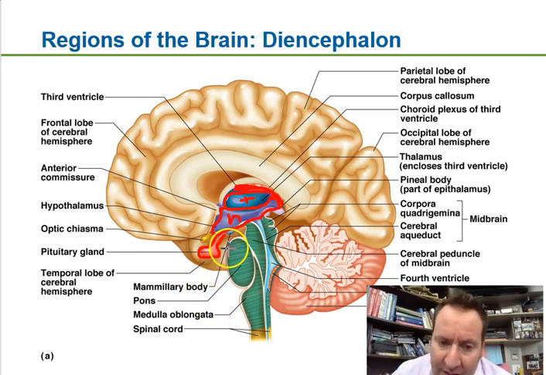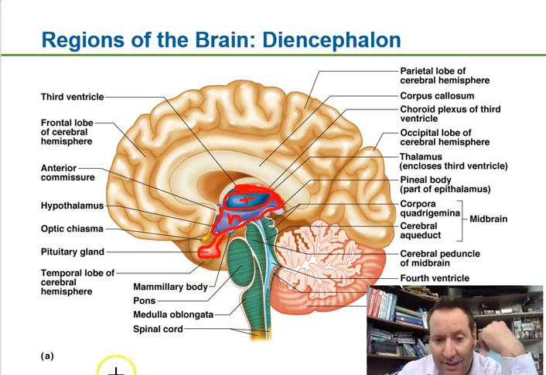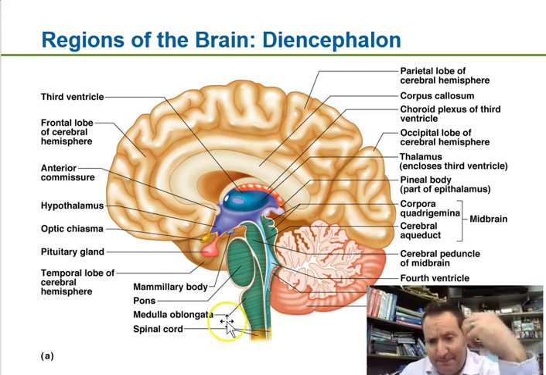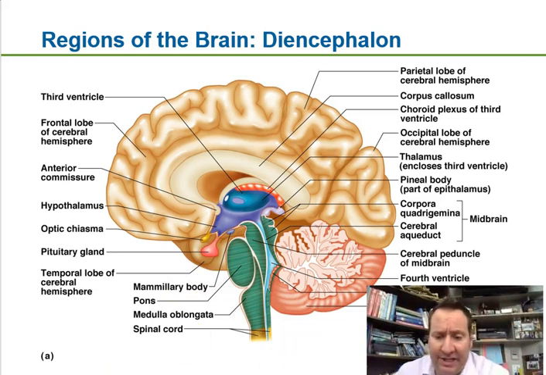Interesting thing about the hypothalamus is it's both neural tissue and it's also glandular tissue as well. So the hypothalamus kind of has a neural function, and it also has a glandular function with the endocrine system as well. So it's glandular tissue and it's nervous tissue. It's a pretty cool little structure of the brain.